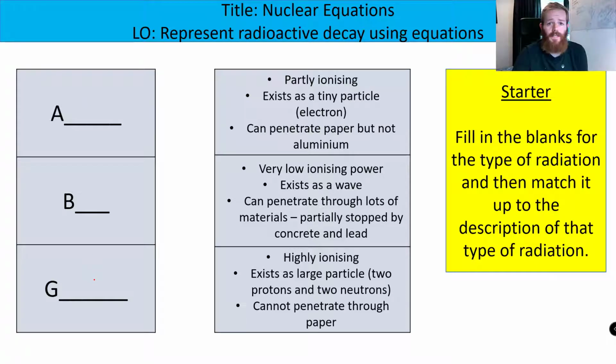After you've filled in those blanks, I want you to match up the type of ionising radiation to its description, and these are descriptions of each of the 3 different types. So pause the video, don't take more than 60 seconds on it, and see if you can fill in those blanks and then match up those words to each of the descriptions.